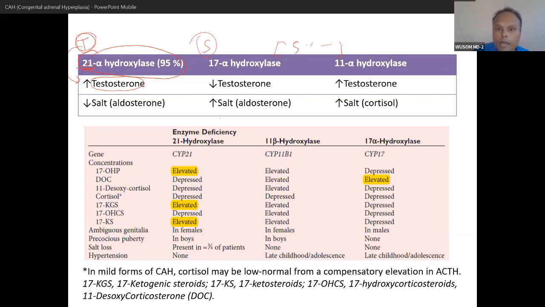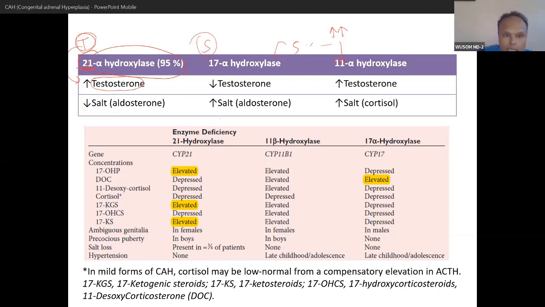And 11 alpha hydroxylase: 11 means 1 and 1. So you can put a double arrow here, like this. So it will become a double arrow. So both are high in 11 alpha hydroxylase. So this is a very powerful trick you can remember, and you can differentiate different types of congenital adrenal hyperplasia.